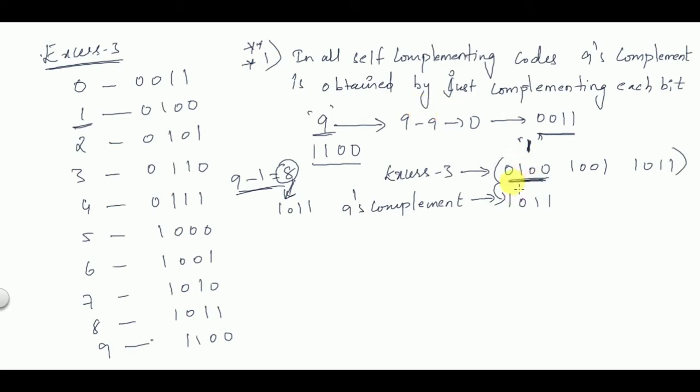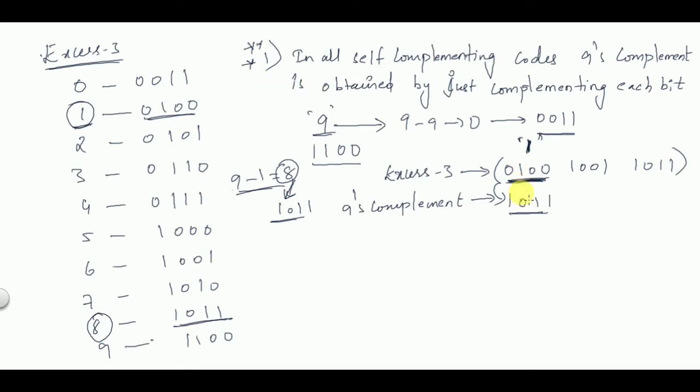First, you find the decimal equivalent of 0100, which is 1. Next, you find the 9's complement by subtracting this 1 from 9, so 9 minus 1 is 8. For decimal 8, the corresponding XS3 code is 1011. This can also be obtained by just complementing the bits: 0100 complemented gives 1011. Understood? This is the important point.